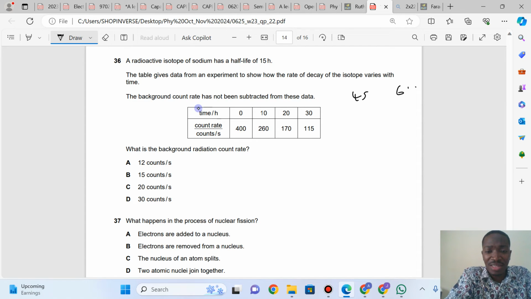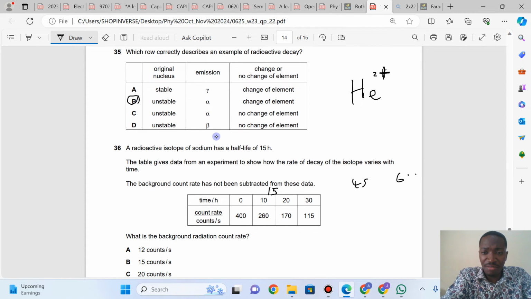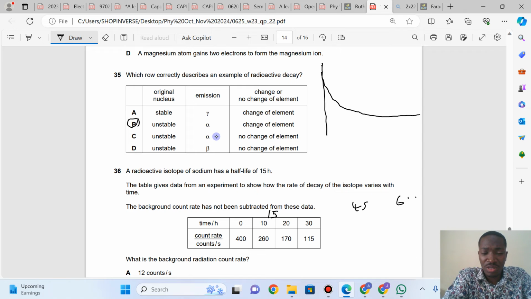How can you analyze this data? You are a physicist, you are not a data analyst. So how can you analyze this data and figure out what the background radiation would be? You know very well that if we have radioactivity taking place, this is what the graph of decay would look like. So this can be the half-life: the time taken for half the number of elements initially present to decay.